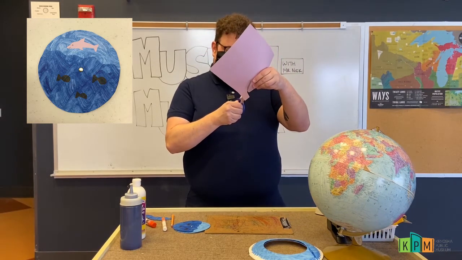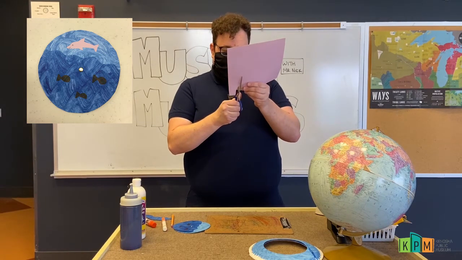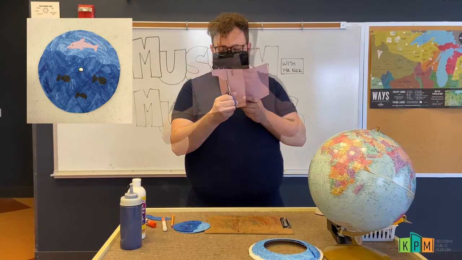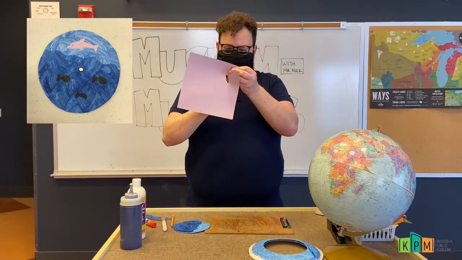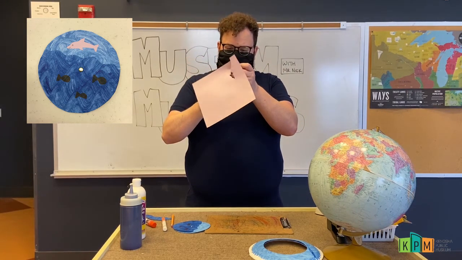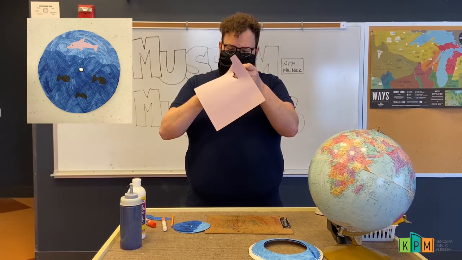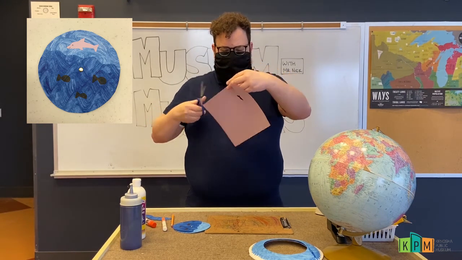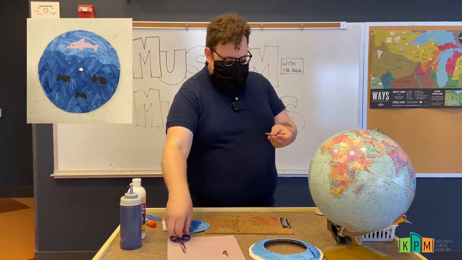But you can look at a picture of a dolphin, or you could just try to draw a dolphin however you want to make your dolphin. Again, since this is kind of small sometimes, you might need a grown-up's help with cutting this out. But we're going to do our best we can. There we go. I've cut my dolphin out now.